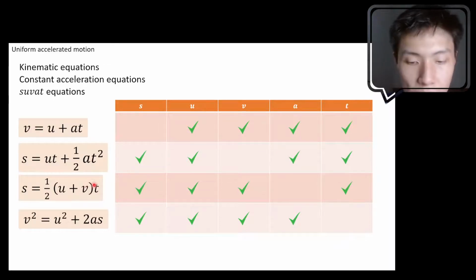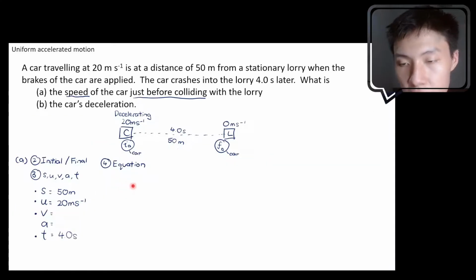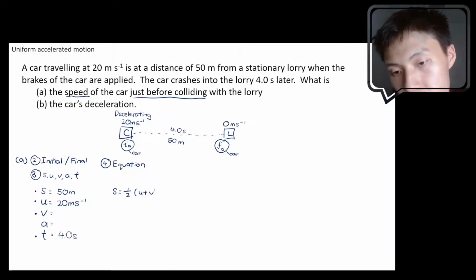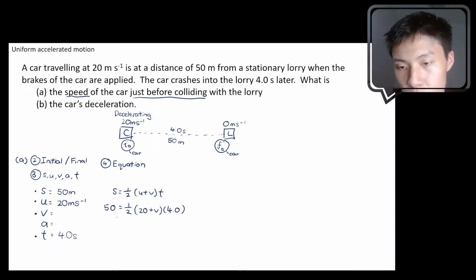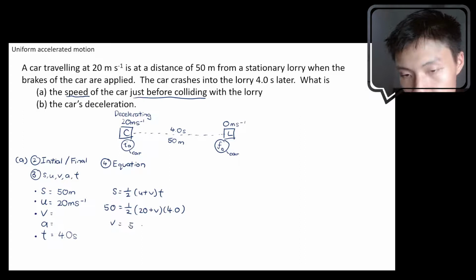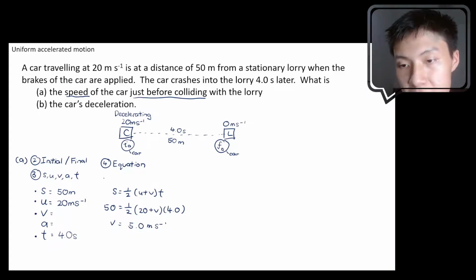S equals half (U plus V) T. That's the equation that we are going to use here. Let's substitute. This will be 50 equals half, 20 plus V, which is something we don't know, times T. T is 4.0. After we substitute in everything, we should get our V to be 5.0 meters per second. And this is our substitution and answer.